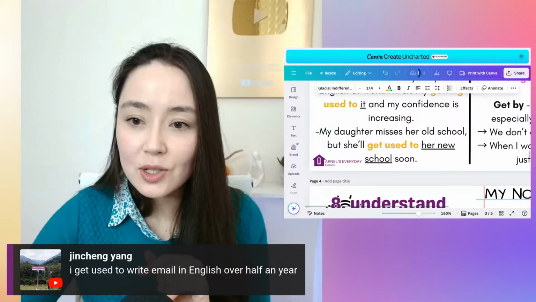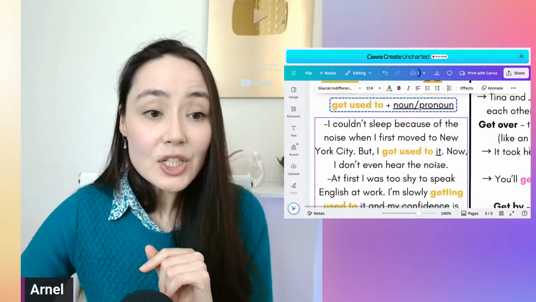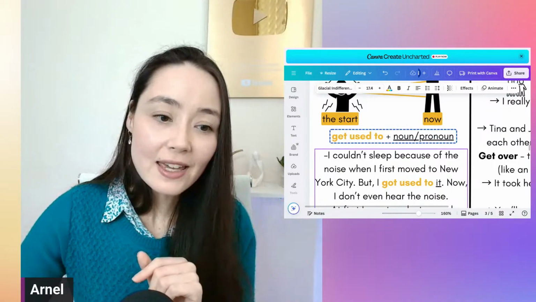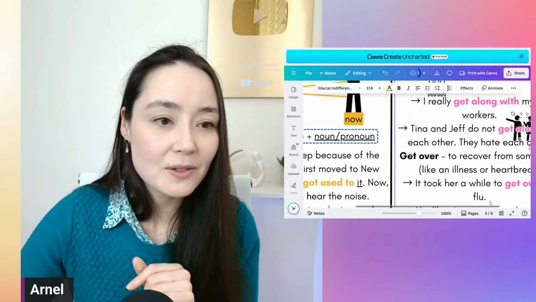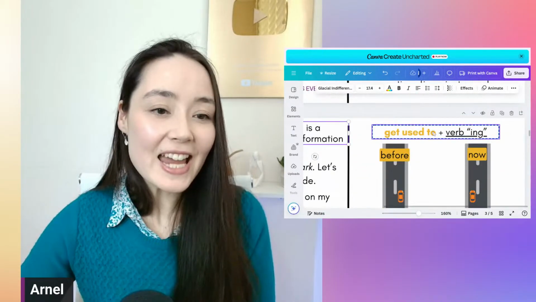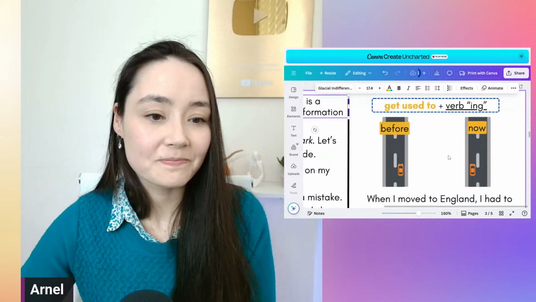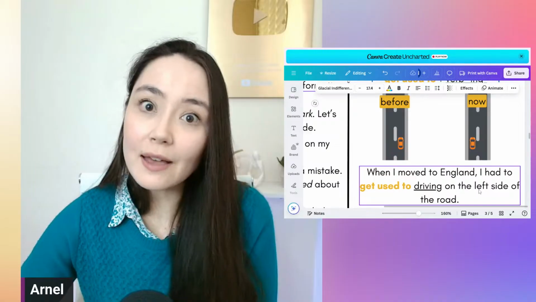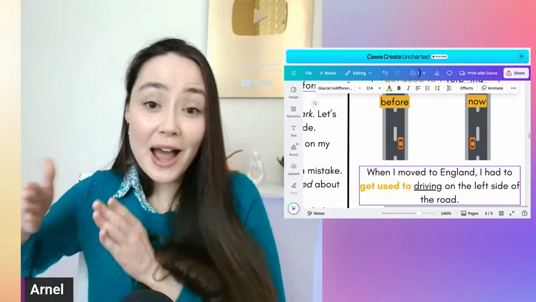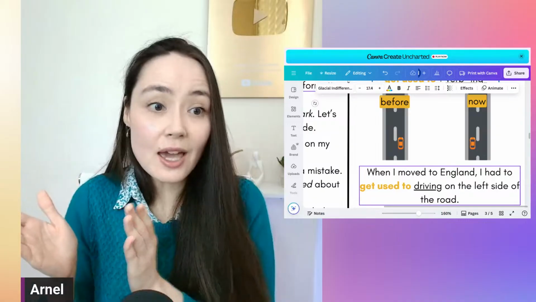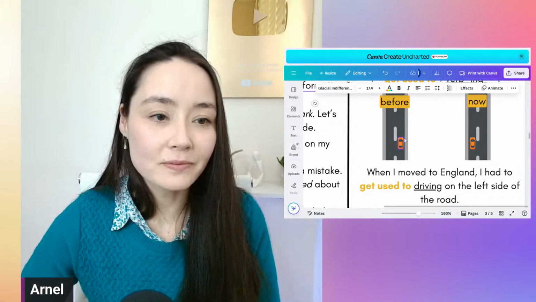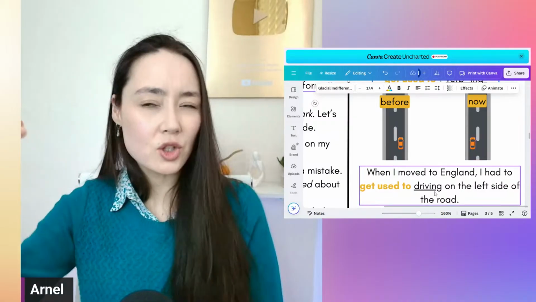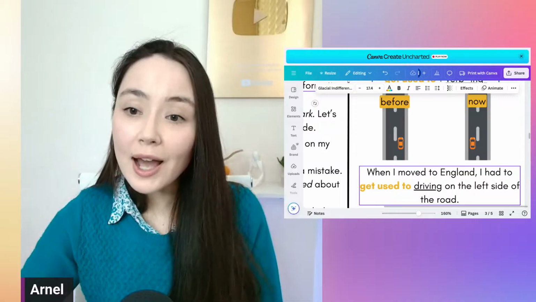Okay, keep the examples coming. We're not done with get used to yet. So if you want a noun or pronoun, that's good. But what if you want a verb? In that case, it must be ing. Let me scroll up. Here we go. Get used to plus verb ing. When I moved to England, I had to get used to driving on the left side of the road. In most countries, they drive on the right side of the road. In the UK, on the left side. We see before and after. Notice the ing. Get used to drive. Get used to driving.